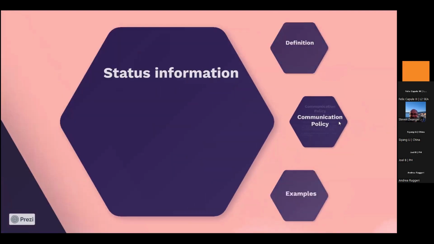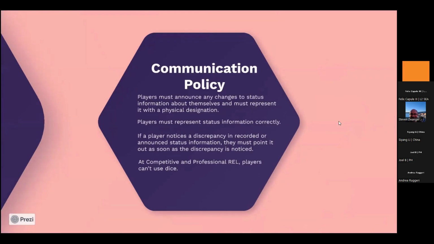And the policy is, for status information, players must proactively announce any changes to their own status information, and they must represent it with something physical. So they can't simply speak it, they have to also use paper or dice or beads or something like that. In fact, at competitive and professional REL, players can't use dice because they need something that is less easily changed. So paper or a token or something.